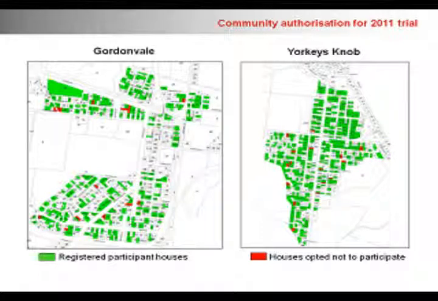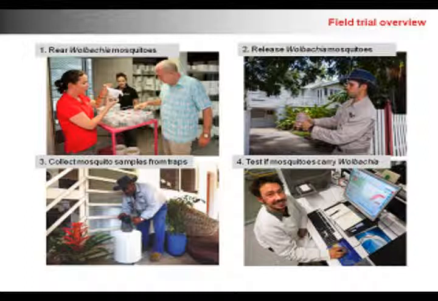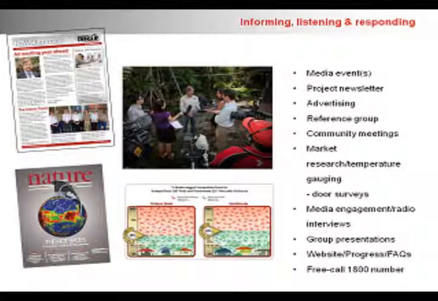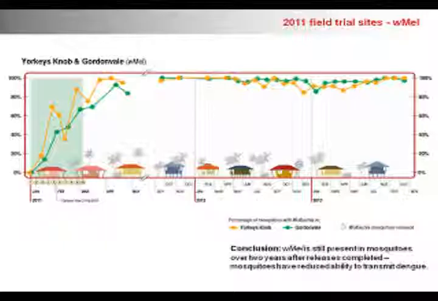Rearing the mosquitoes, releasing them, monitoring them using various mosquito traps, and then testing the mosquitoes in the laboratory to determine which mosquitoes that we collected and what proportion of them have Wolbachia. Next slide, please. And we communicated all these results back to the communities, and we published these results every month in local newspapers to share the results with them. Next slide. So these are the first trials.